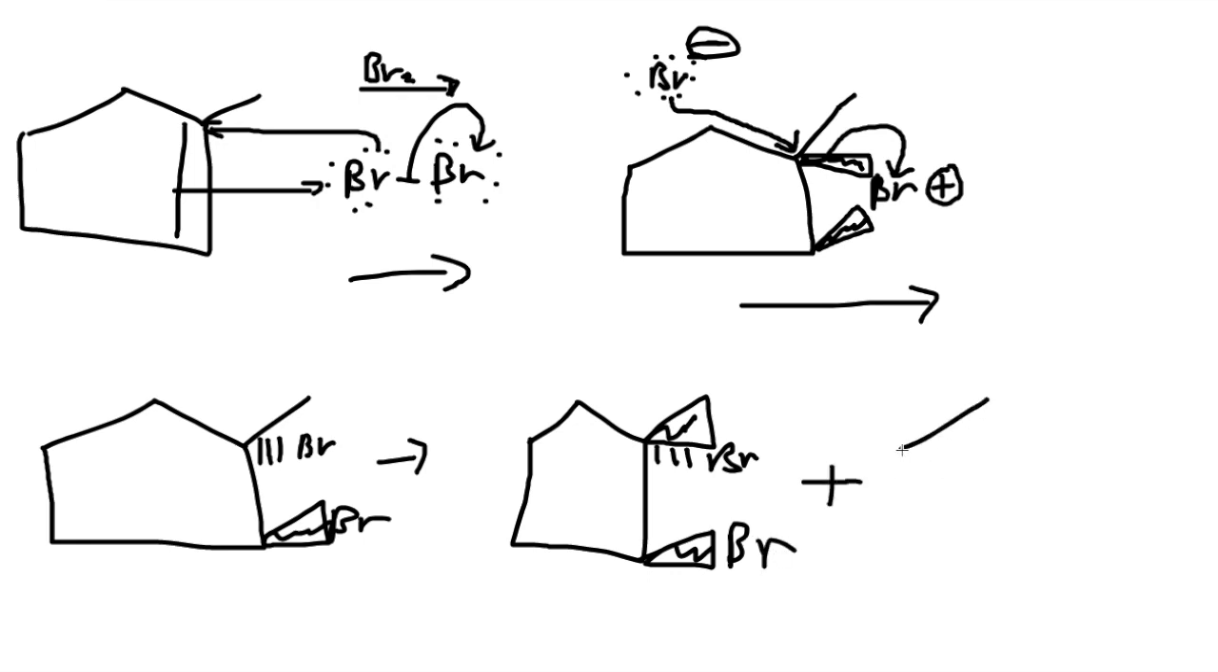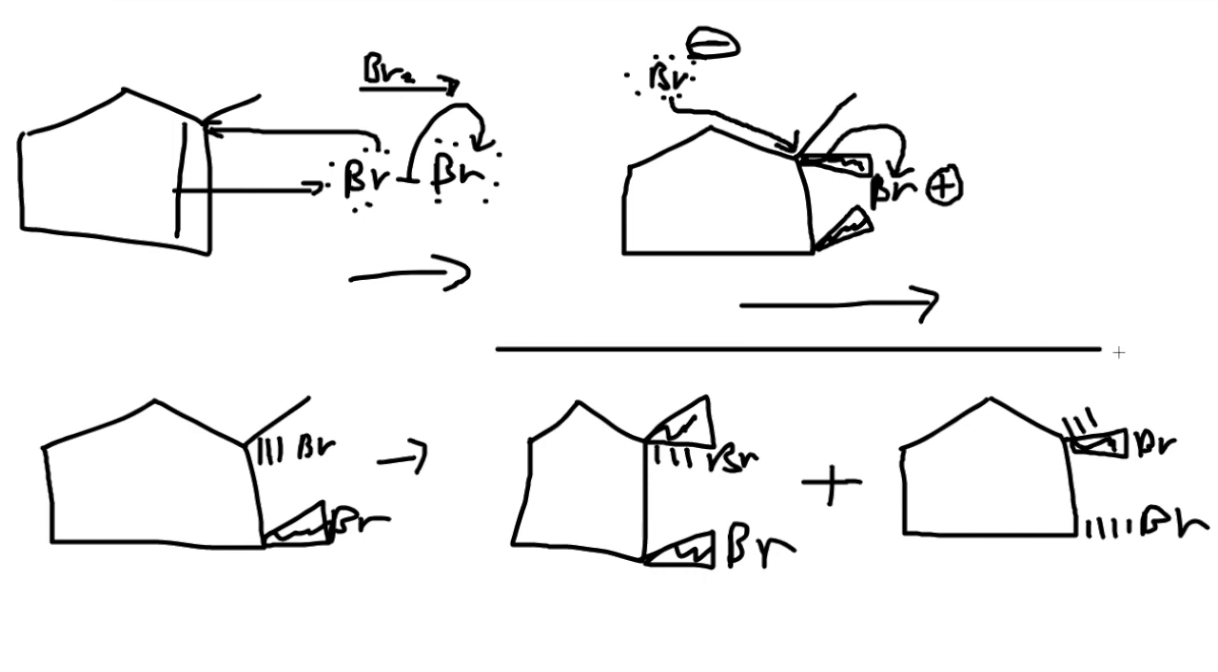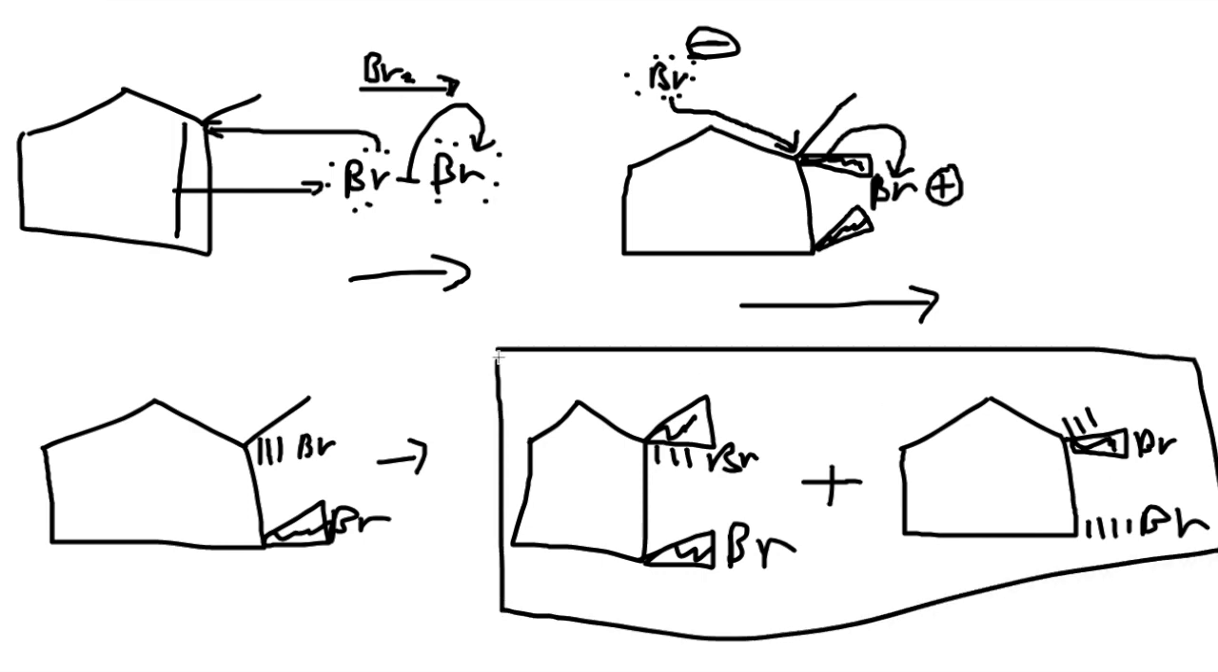Plus, it's an enantiomer. The methyl group would have a dash. This bromine would have a wedge, while the other bromine on the bottom would have a dash. And so these are the 2 products for the mechanism that we drew out.